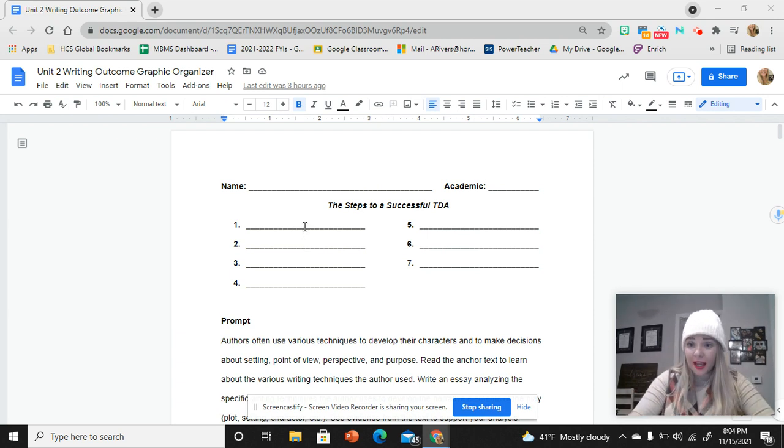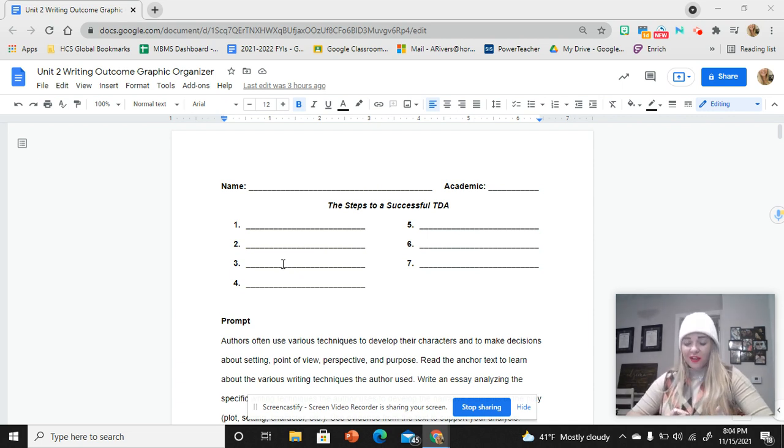So number 1 is read all text provided. Number 2 is analyze the prompt. Once we've read all of our text, we've analyzed the question, we know what we're being asked, we know what text we have to work with, what we're going to do next is we're going to begin to develop an outline or a graphic organizer for our TDA.